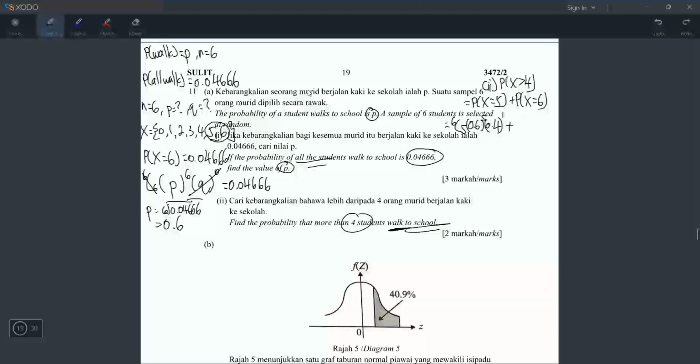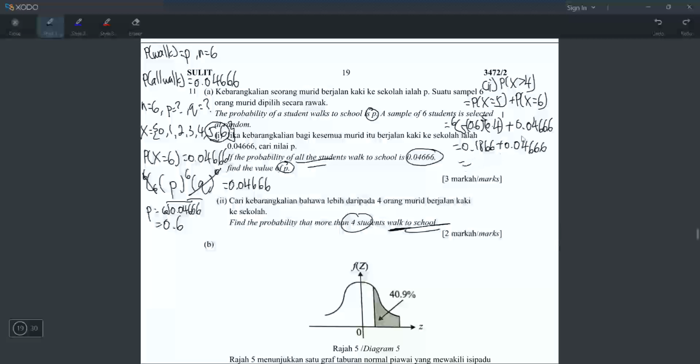P(X = 6), no need to do already because you already know just now it is 0.04666. If you are very hardworking, you want to do it again, you can also, you will get the same. But I won't do it. If you want to do it, you do it. Okay, let's press this. 6C5 times 0.6 power 5 times 0.4. Okay, I got 0.1866.